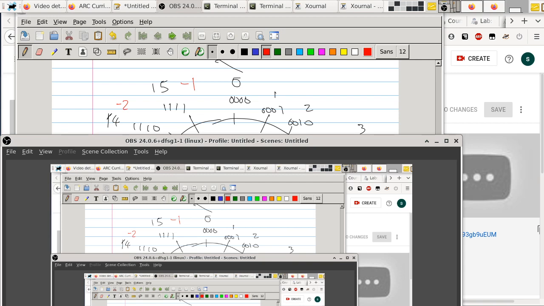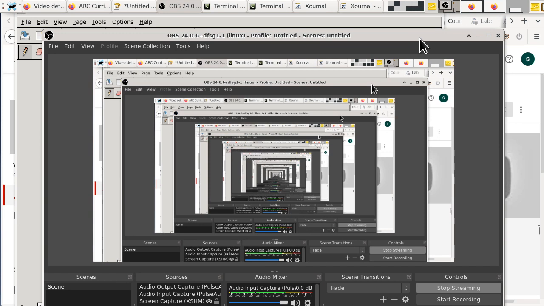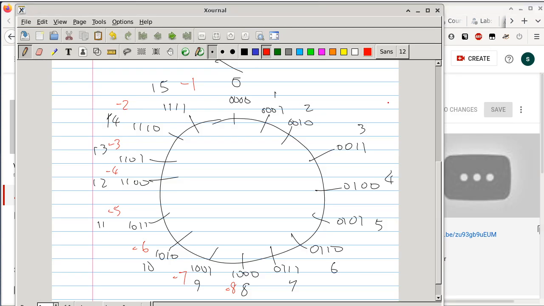Have everything recorded. Yep, so the bar is green, the mic is working, so we can just go ahead and focus on the concepts.